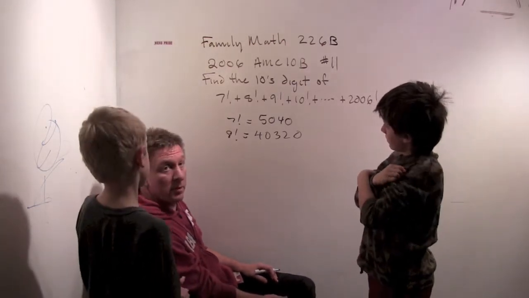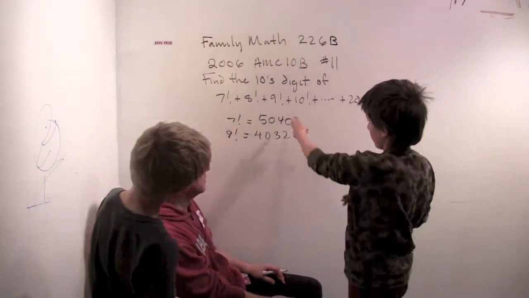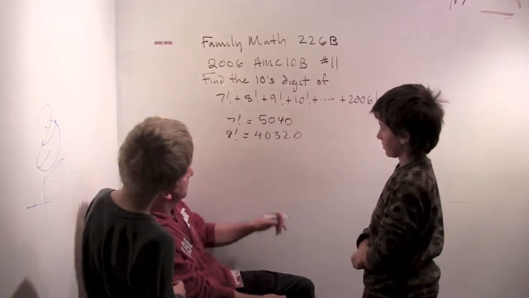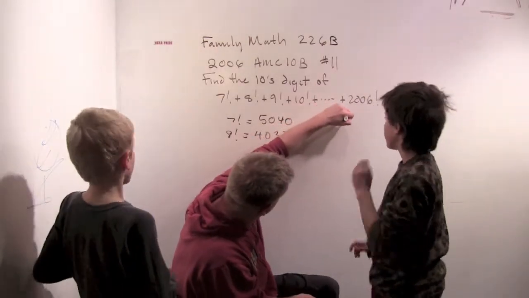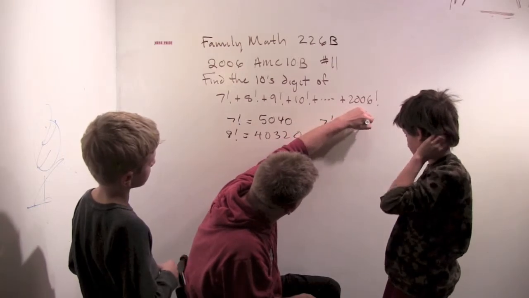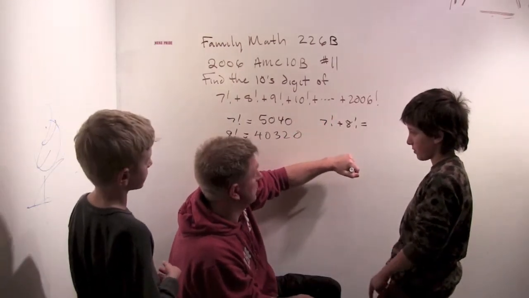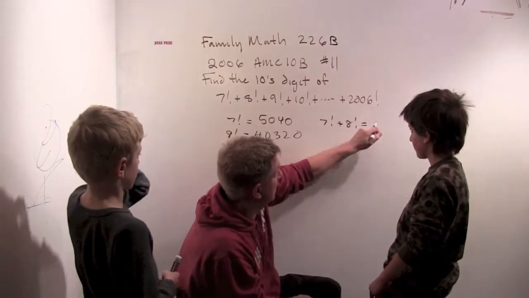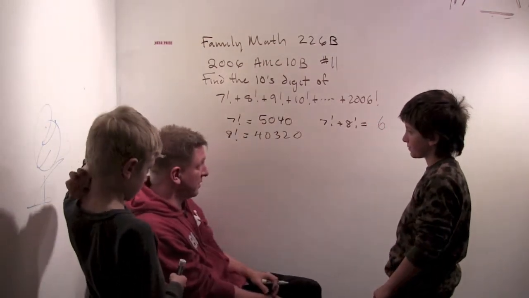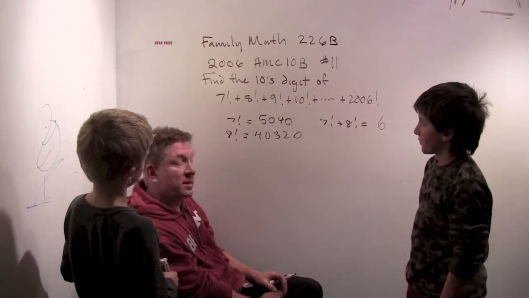But we're only worried about, what? You just have to add the 40 plus the 20. So 7 factorial plus 8 factorial, the tens digit is what? It's 4 plus 2, which is 6. So 7 factorial plus 8 factorial, the tens digit is 6.